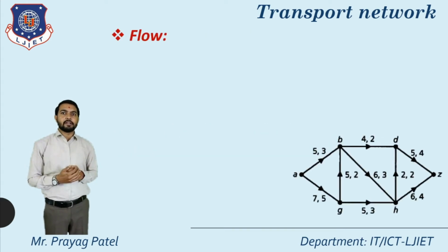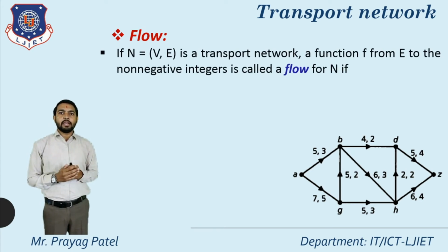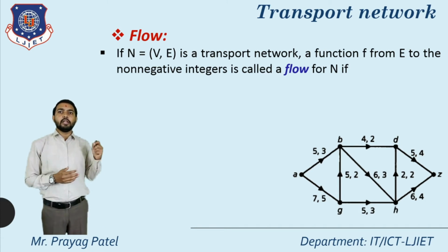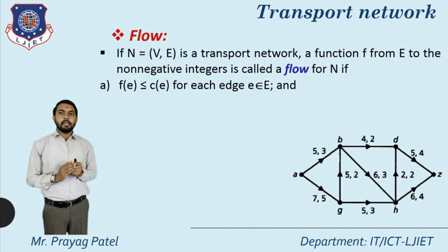Now the next definition is a flow. What is the flow? If N equals (V, E) is a transport network, a function f from E to the non-negative integers is called a flow for N if it satisfies these conditions. The first is f of e less than or equal to C of e, for each edge e belonging to E. So here we can say that for any edge e, the flow of the network is less than or equal to the capacity of the network.